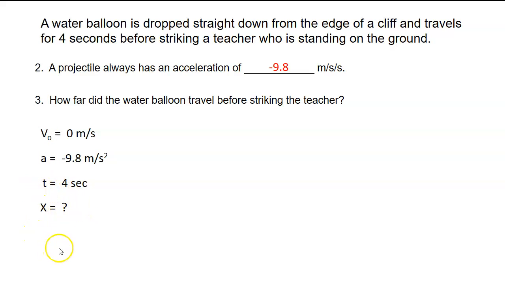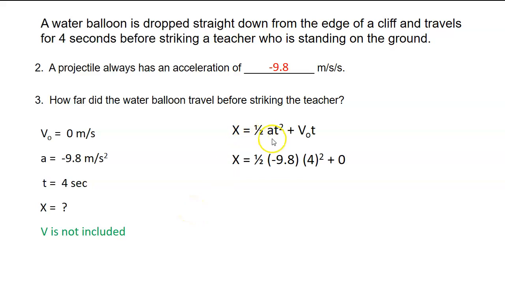The thing that's not included in that list is final velocity. So we would use the equation that does not have final velocity in it. For acceleration, plug in negative 9.8. For time, plug in 4. For initial velocity, plug in 0. This 0 drops out. So if we square 4, we get 16. So now 0.5 times negative 9.8 times 16 is negative 40 meters.